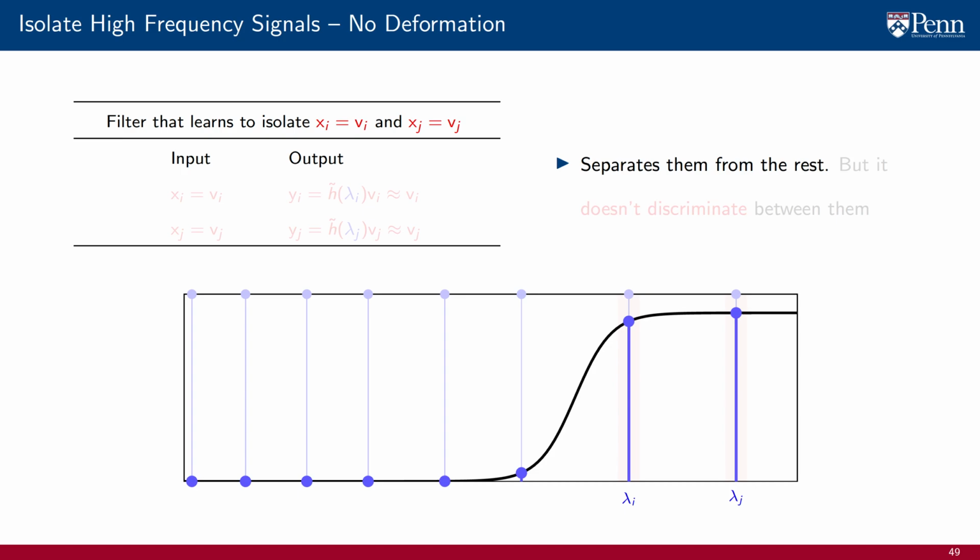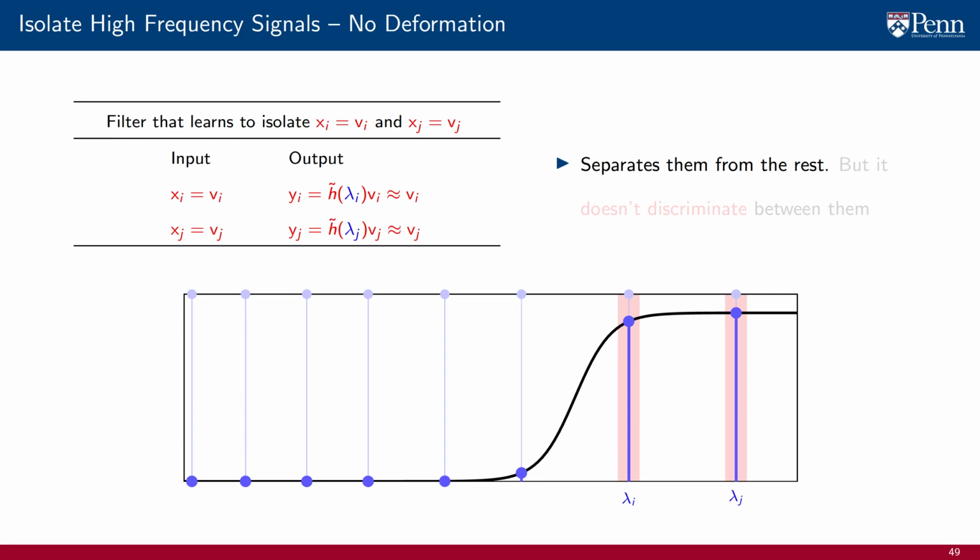Since we are assuming that these eigenvalues are large and that we want to have a stable filter, we can't have a filter that separates them perfectly, but we can have a filter that isolates them from the rest. If we hit this filter with input signal xi, the output is a scaled version of vi. The scaling coefficient is the filter's response evaluated at lambda i, which is a value close to 1 in the example shown. If we hit the filter with input signal xj, the output is a scaled version of vj.